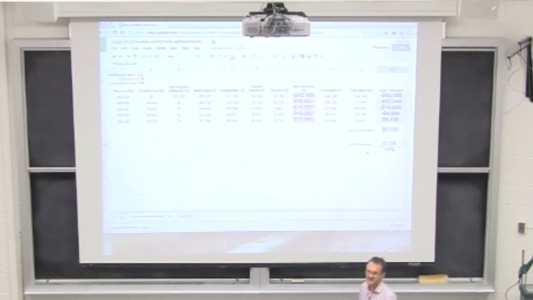Okay, so would you invest in this project now from an NPV perspective? Yes. Would you invest in it because DCFRR exceeds MARR? 14% is greater than 8%. The answer is also yes to that. Okay.